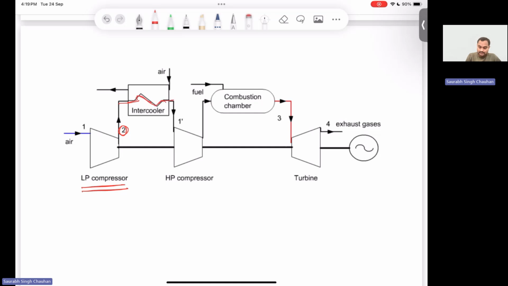So this will become cool. Then this cooled air will be passed through the high pressure compressor. So using this technique, you basically reduce the compression work. Okay, then after the high pressure compressor, you have your usual cycle.